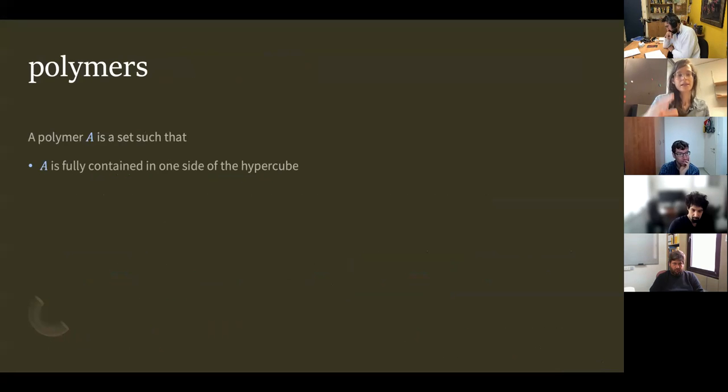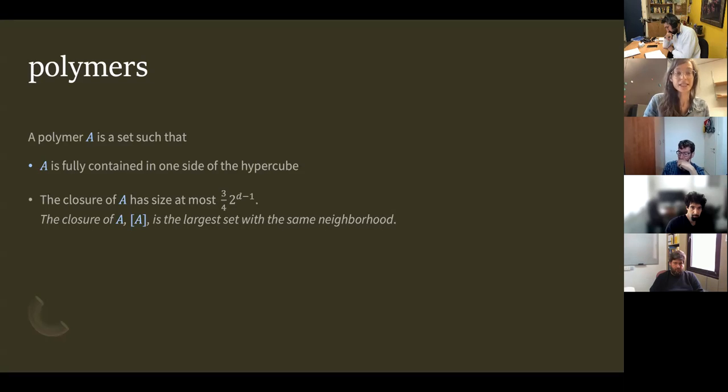A polymer A is a subset that is contained in one side of the hypercube. We have some restriction on the size of A. Intuitively, it's coming from the fact that we want to think of A as being small, because this is the defect side. But it also has some technical reasoning. We want to use some expansion properties of the hypercube, so we have to limit the size of A. But the constant here, 3/4, can be any other constant which is strictly larger than half but smaller than 1. So you can choose almost anything else.